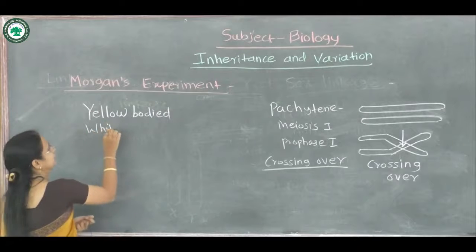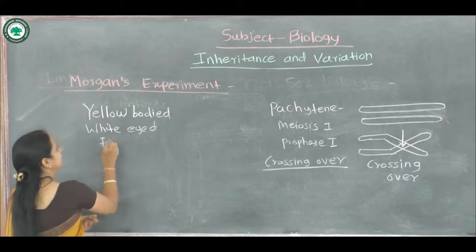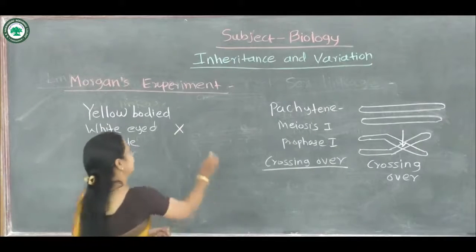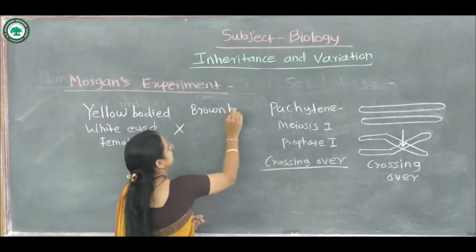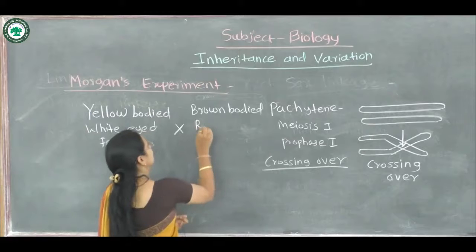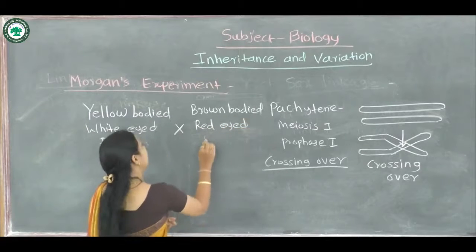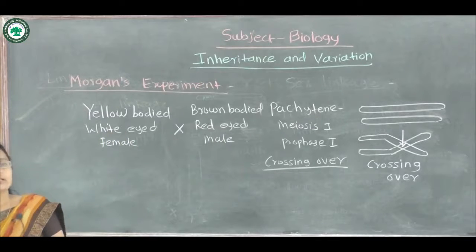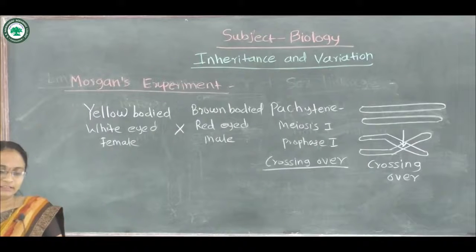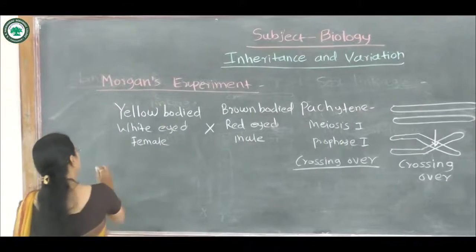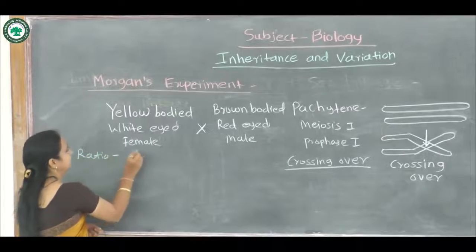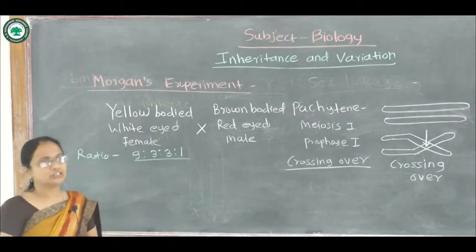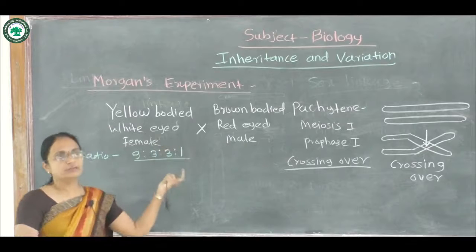Yellow-bodied, white-eyed female, he crossed with the brown-bodied, red-eyed male. When these two Drosophila were crossed, the same crossing was done just like Mendel's dihybrid cross. He found the ratio obtained was the same as Mendel's, 9:3:3:1. That ratio was obtained after crossing these male and female Drosophila.